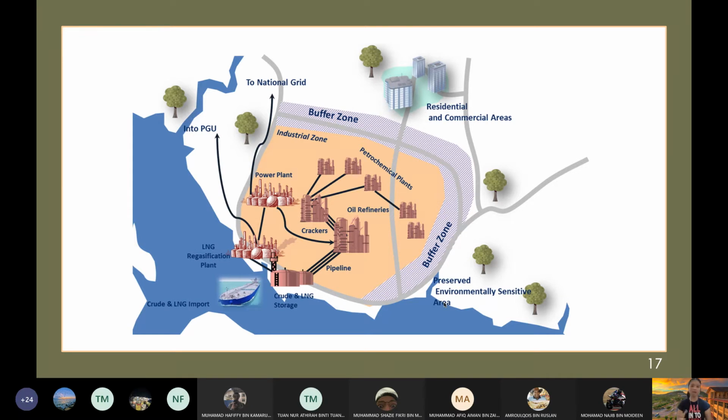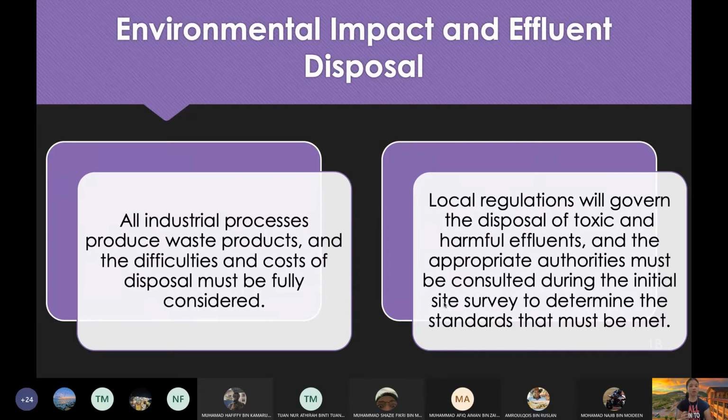They can properly plan it to consider all of these factors, so that when you build a chemical plant over there, you don't have to worry anymore. All these are being taken care of already. But of course, it comes at a certain cost. So next one, environmental impact and effluent disposal.